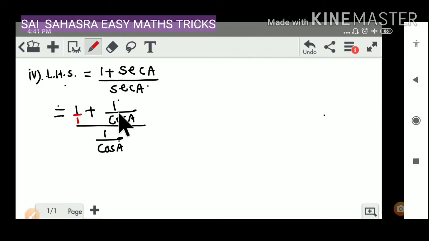So in between the fractions, if you have plus symbol or minus symbol, then we have to take the LCM of denominators, that is 1 and cos a. LCM will be cos a only. So I am writing cos a as the denominator, 1 converted as cos a. So by multiplying with cos a, this numerator also multiply with cos a.